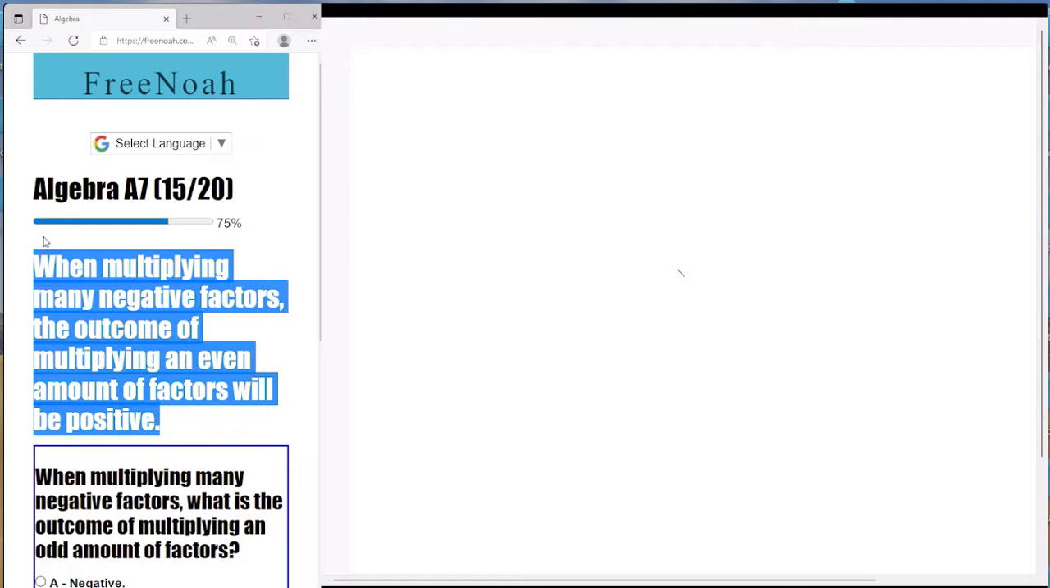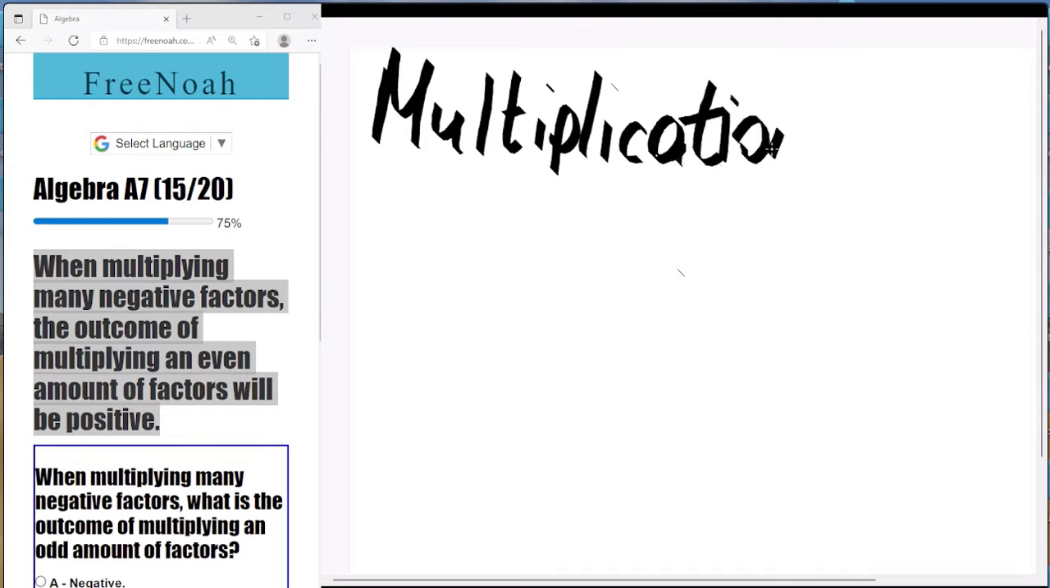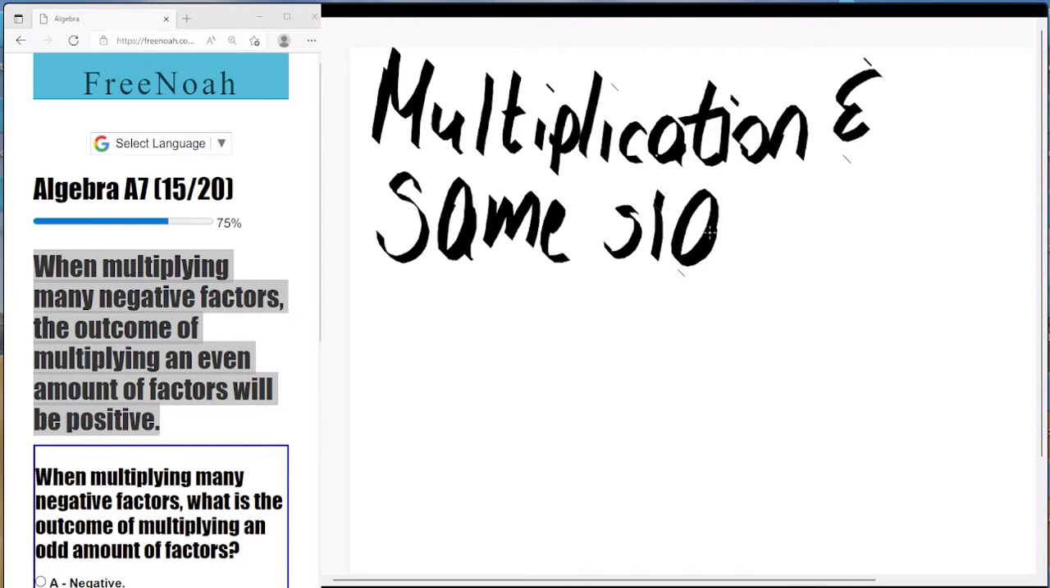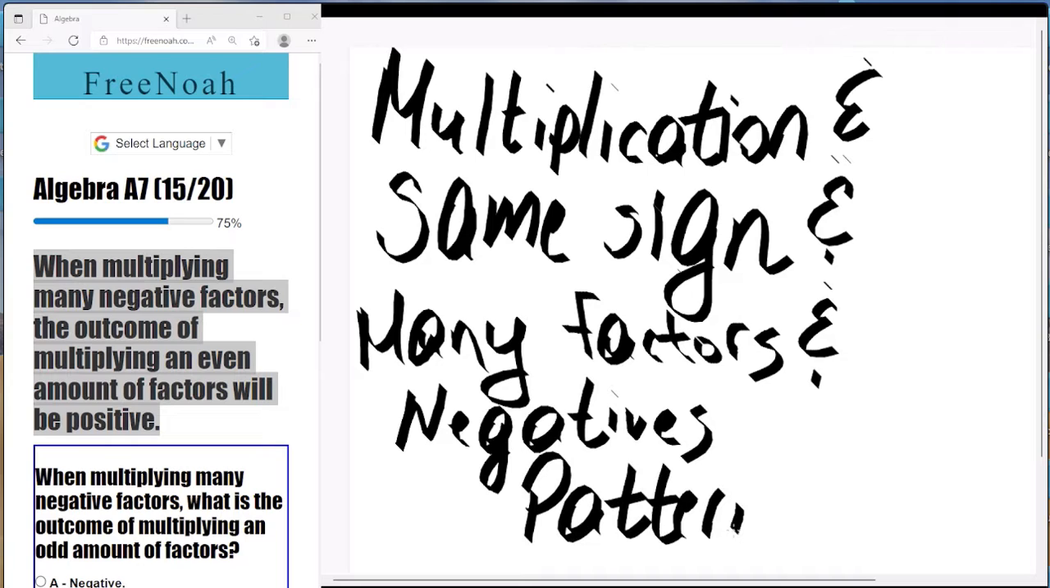That means we're strictly focusing on negative factors, and when we multiply multiple of these factors, there's a certain pattern that comes out. When we count the amount of factors, and if there is an even amount of factors, the result will always be positive. Let's title this video Multiplication, Same Signs, and Many Factors, and we're dealing with negatives, okay?